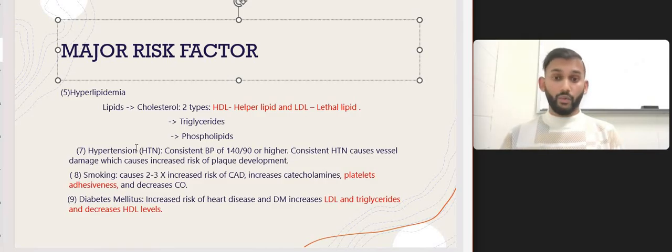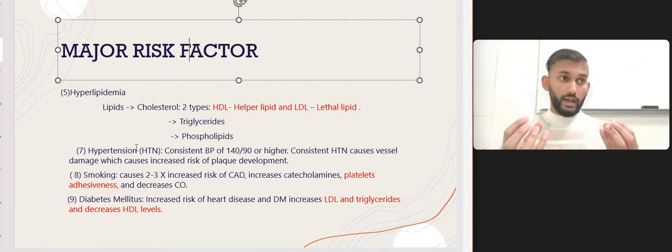Smoking puts us at a higher risk, 2 to 3 times more likely, because smoking causes the platelets to be more adhesive in nature. So they bind, they clump together, and can cause us to have plaque buildup.